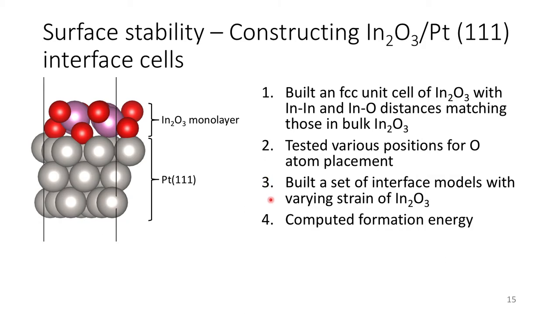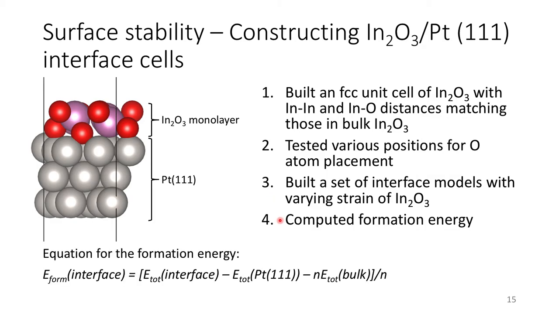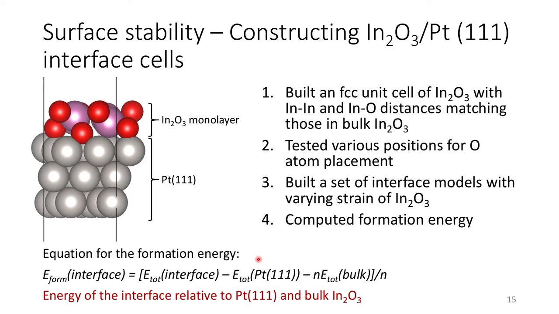Then we build a set of interfaces with varying indium to platinum ratios by expanding the platinum and indium oxide structures into supercells, where the lattice parameter of the indium oxide layer was strained to match that of the platinum layer. And finally, we computed the formation energy to determine the lowest energy interface using this equation here. Basically this gives the energy of the interface relative to the platinum 111 surface and bulk In2O3, normalized by the number of formula units of In2O3.